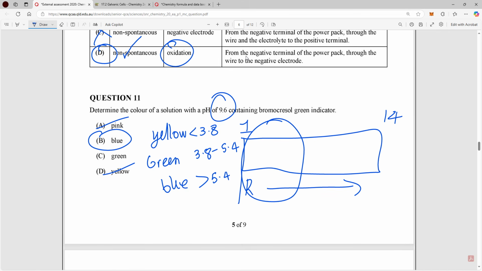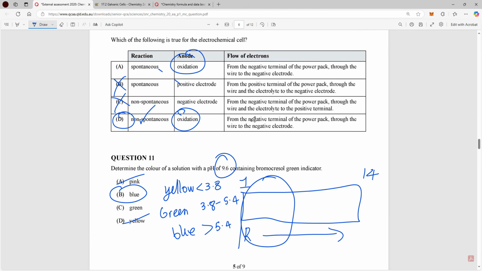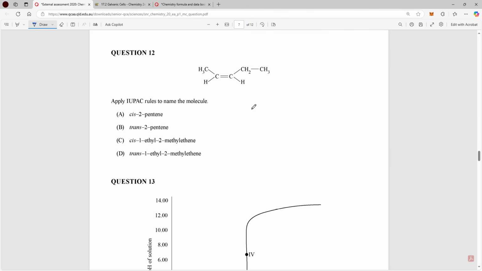I actually didn't know that, but this is a good thing to know when you're doing stuff like this. Attaching pre-existing knowledge like the color of the rainbow to the pH scale is a very easy thing, I think, to remember. Okay? But anyway, let's head down to the next one.